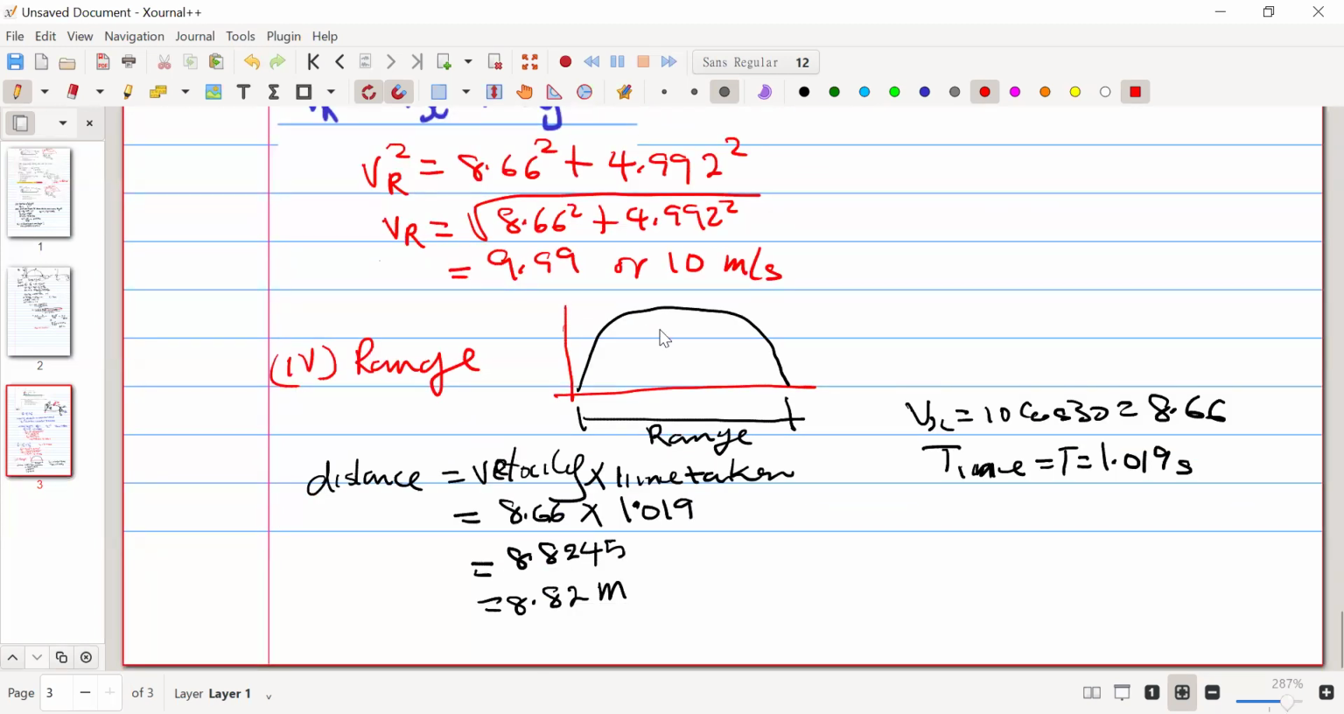The last case, we know that up to the maximum height, it had a time of 0.5 something. We double that and we got 1.0195. And because it's a range you want, it's all in the horizontal distance. So we know the horizontal component and we know the total time. Multiply them and they'll give us the displacement. It's 8.82 meters for your displacement. All right, so class, that's that.